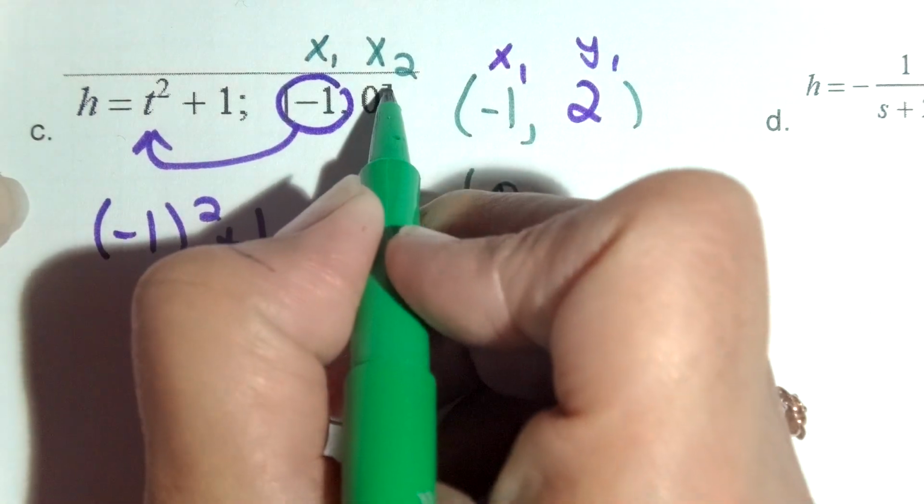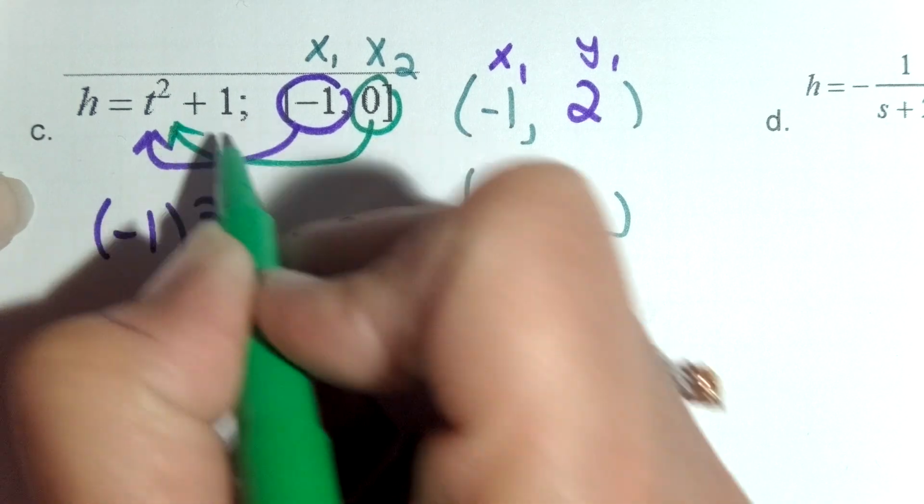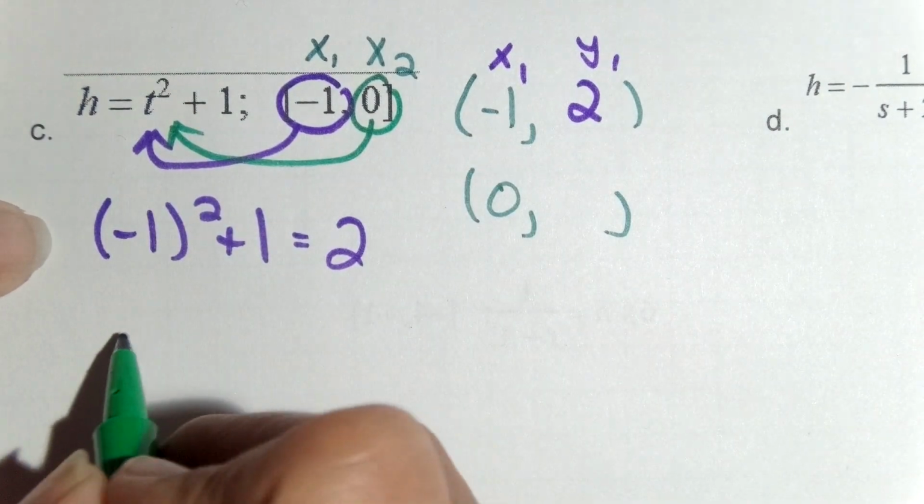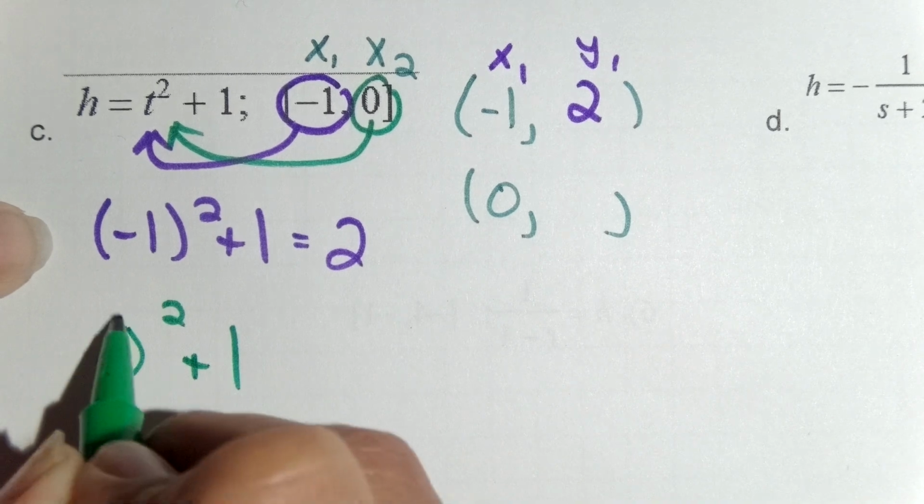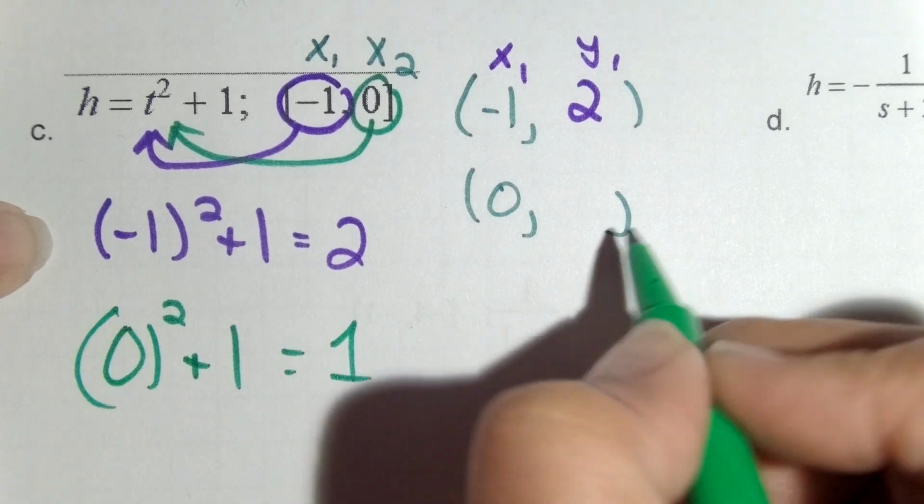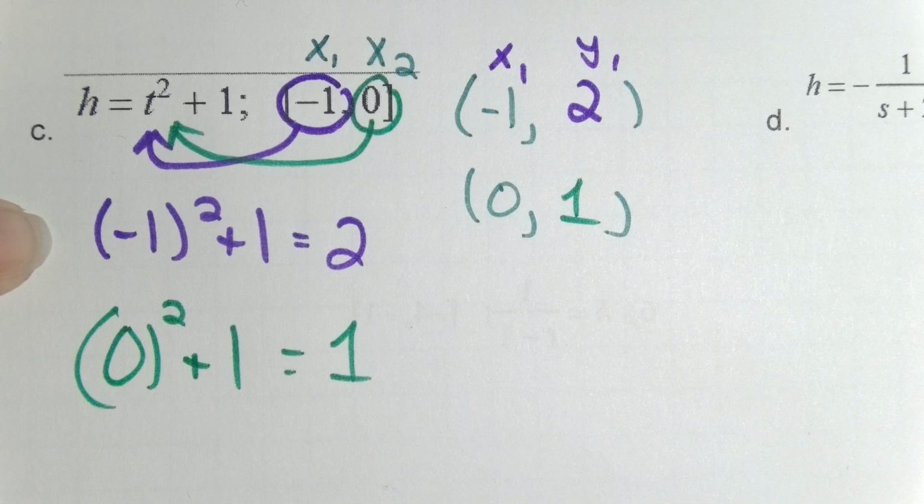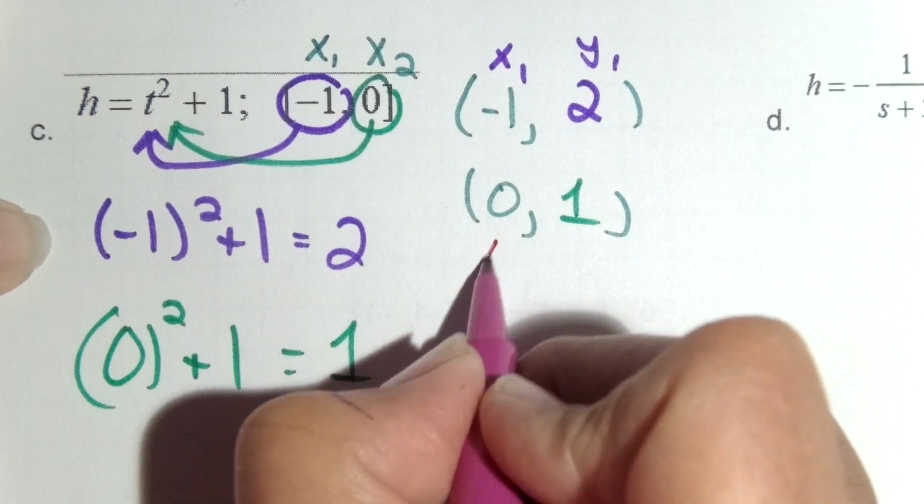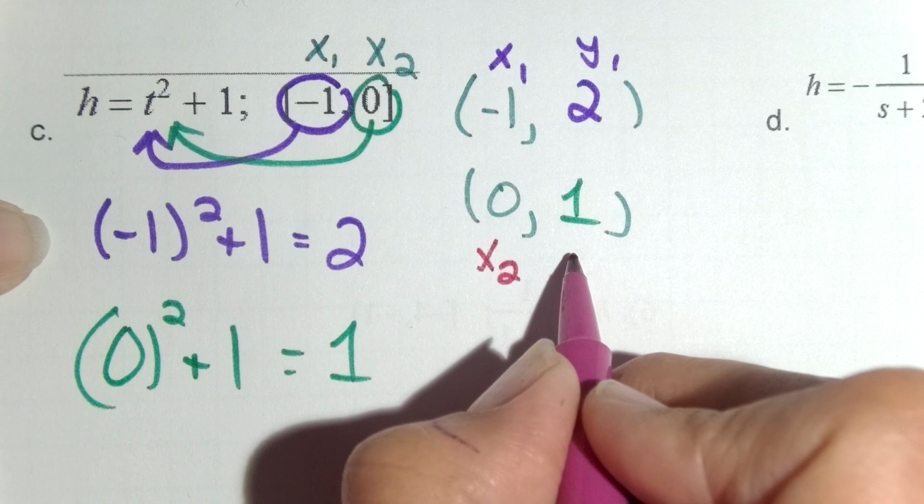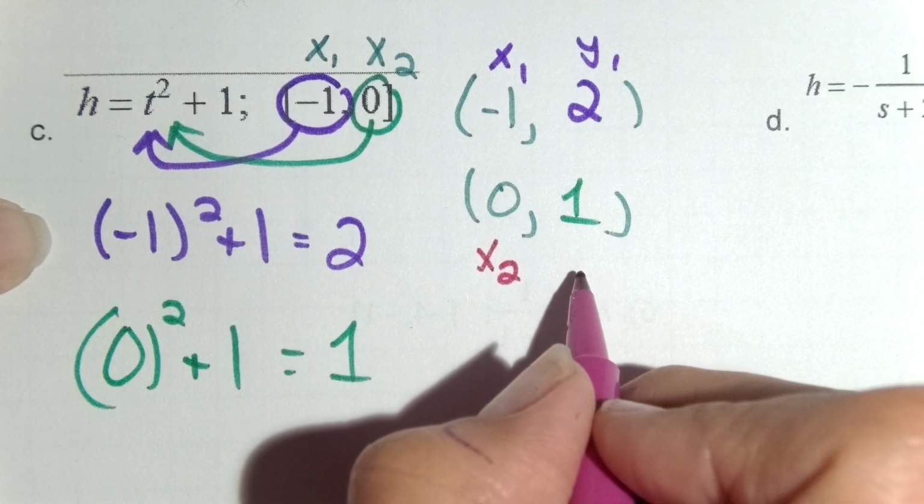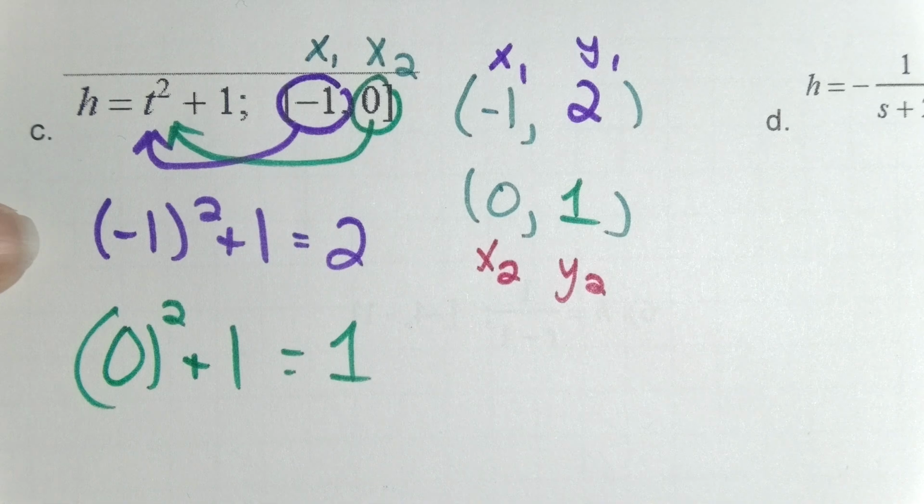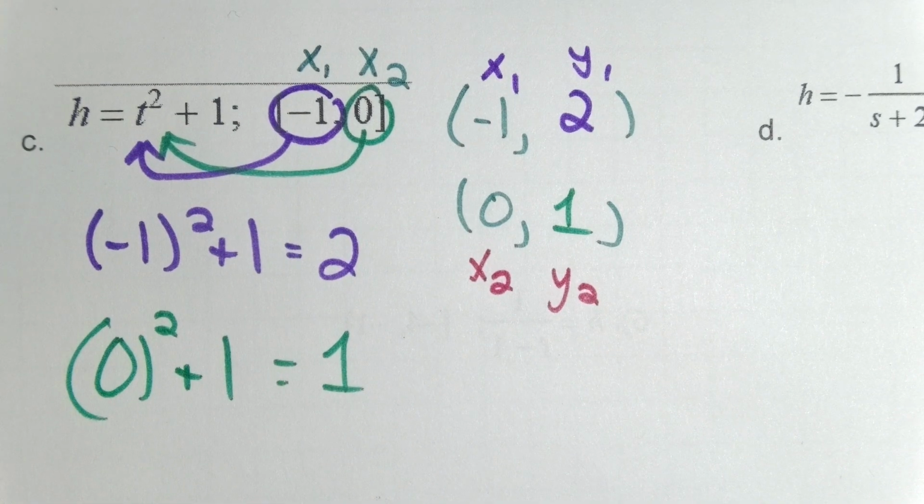Okay, now I'm going to do 0. Same thing, you're going to substitute it in. So it gives me 0 squared plus 1. And that will be 1. So this is my x2, which means if this is x2, this is y2. Questions? Okay, so now we've done step 1.